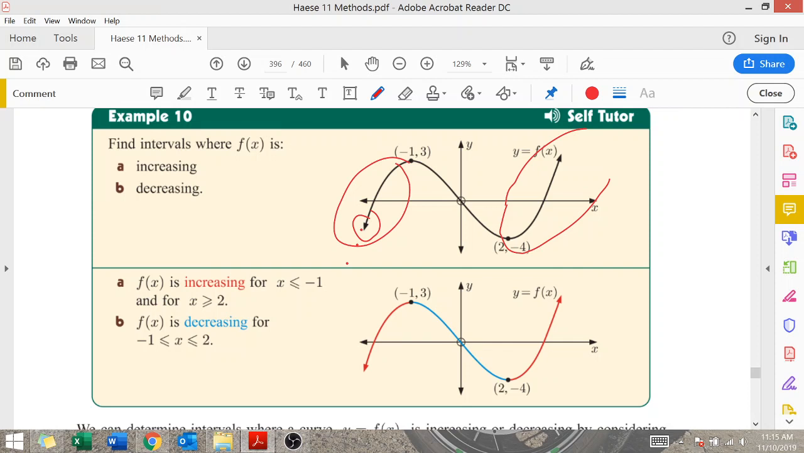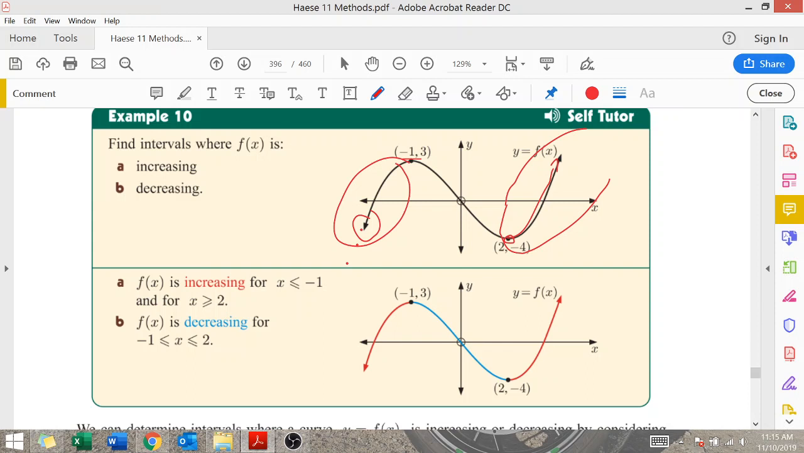So we've got two increasing intervals, which is x is less than or equal to -1. Again, we can include -1 here because it's a horizontal slope point, which we can include. And also x is greater than or equal to 2. Again, we can include x equals 2 there, and then everything greater than or equal to that.